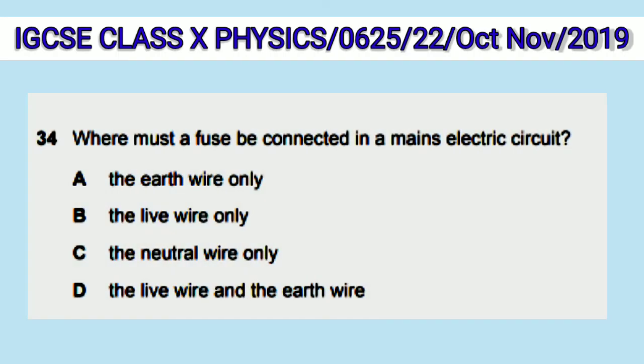Question number 34. Where must a fuse be connected in a mains electric circuit? The earth wire only, live wire only, neutral wire only, the live wire and earth wire. It should be connected in the live wire only to protect the appliance. So correct option is B, the live wire only.